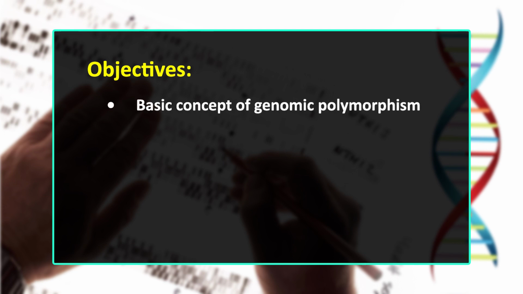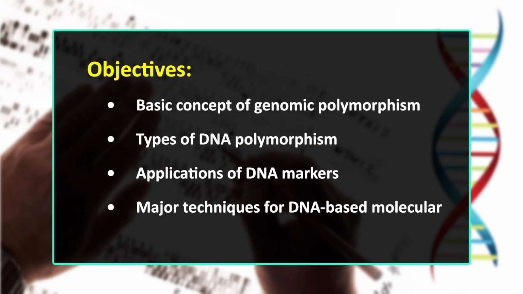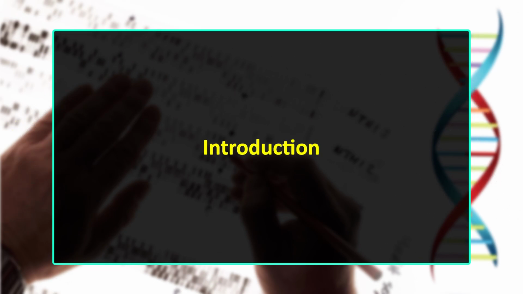Our today's topic is genomic polymorphisms. The main objectives of this module are to know about the basic concept of genomic polymorphism, to know about the types of DNA polymorphism, to understand the applications of DNA markers, and finally to know about major techniques for DNA based molecular marker detection. Dear students, let's begin with introduction.